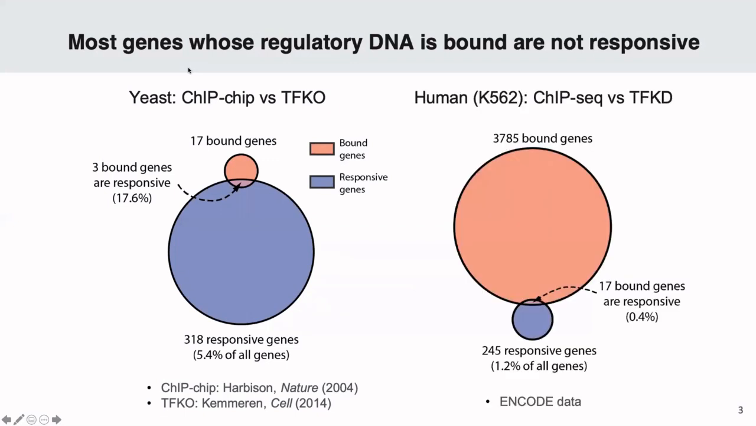We did a similar analysis on the human cell line K562, where we're comparing the TF binding locations using ChIP-seq and the TF perturbation response data from TF knockdown. The median fraction of the bound genes that are responsive is even smaller, less than 1%.